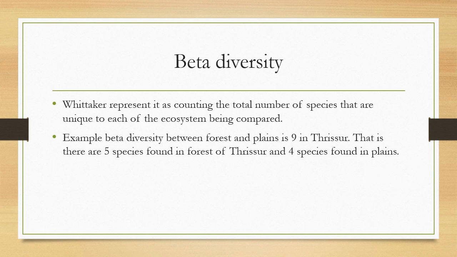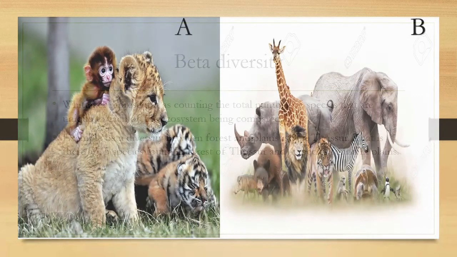These are unique. That is, not found in other places. That means the 5 species present in the forest will not be found in the plain, just like the 4 species found in the plains will not be found in the forest. That means they are unique to those areas. And that is the beta diversity of a particular area.